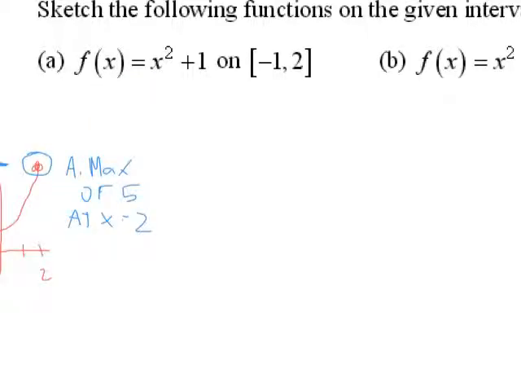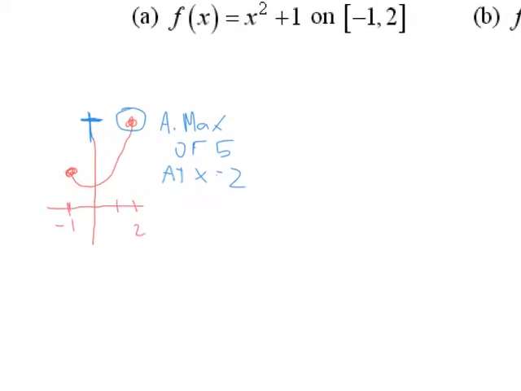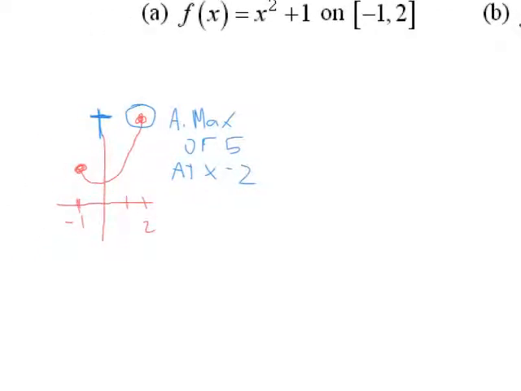From here, we look for, whoa, my graph shifted. From here, we're going to look for the absolute minimum, and the absolute minimum occurs at this location. So we have an absolute min of 1 at x equals 0.